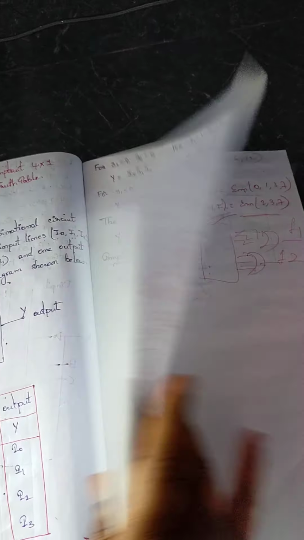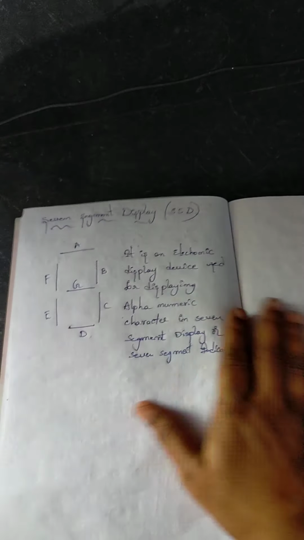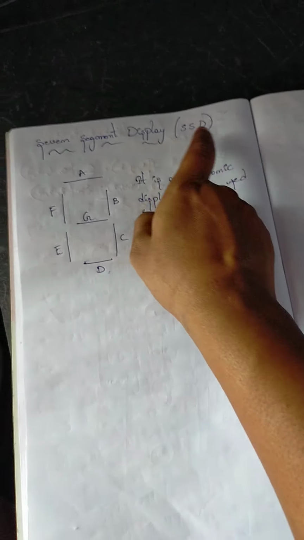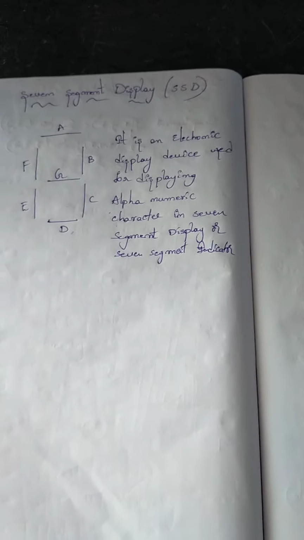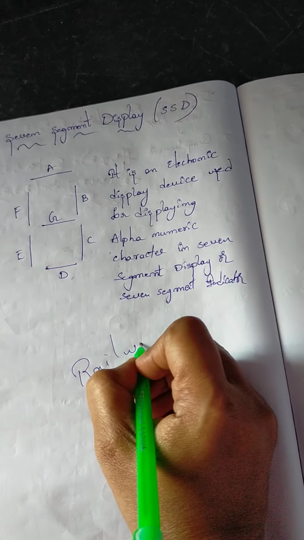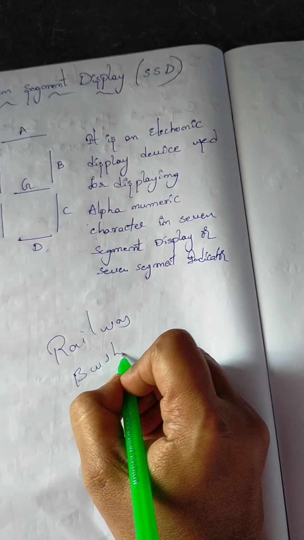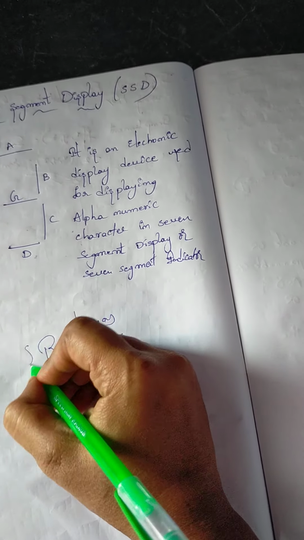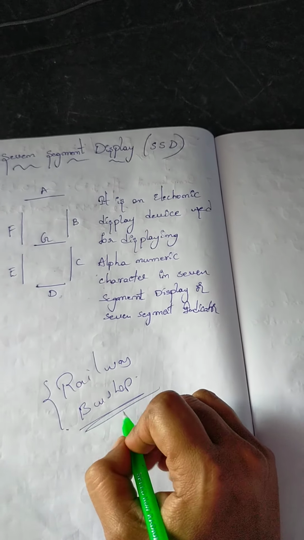And your next topic is the 7 segment display. You all know the 7 segment display. We have mostly seen the 7 segment display in railway stations, bus stations and in shopping malls. Everywhere we can see this.